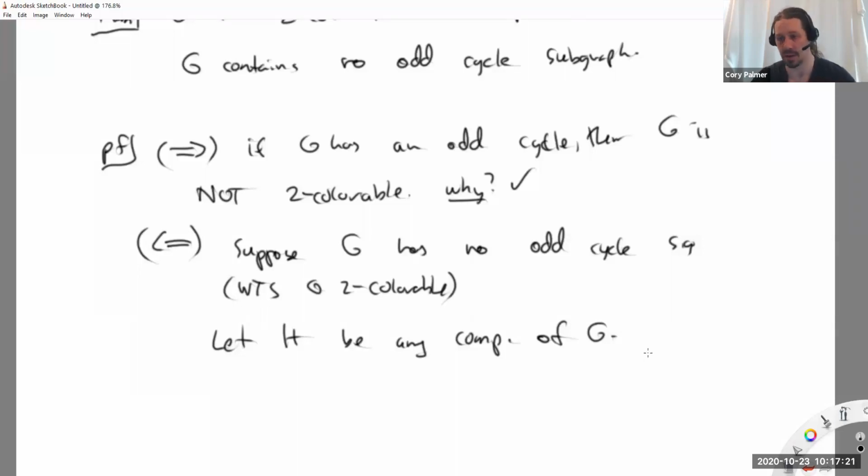One thing maybe worth mentioning yet again is the permutation of colors is important, that you can do that, right? If I color H with colors red and blue and then color another component with green and yellow, that was unnecessary. I could replace green and yellow in the second component with red and blue that was in the first component, just something to keep in mind. Okay, all right, so we have a component and UV is an edge, just an arbitrary edge of H.